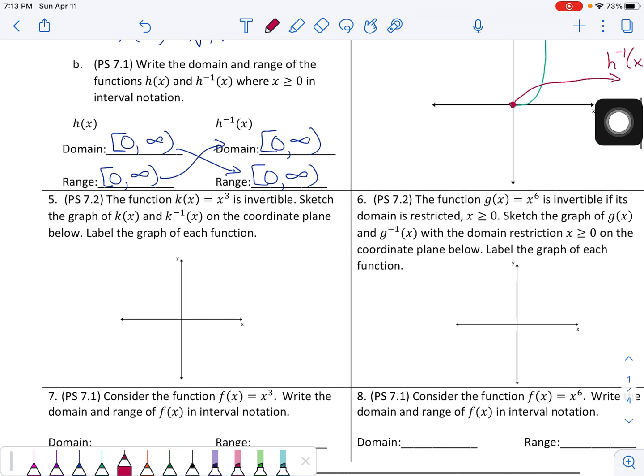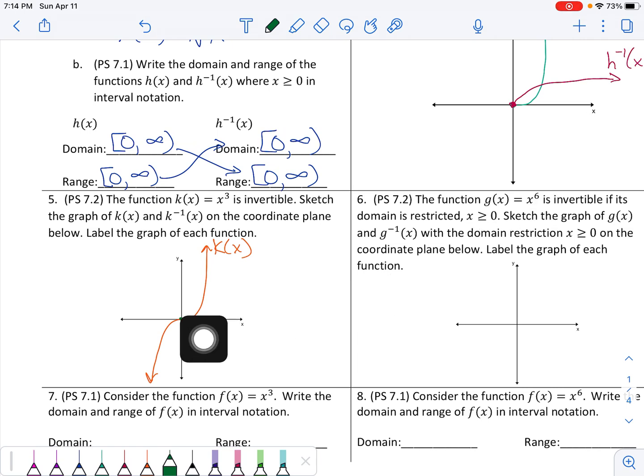The function k, this is problem number 5 already, so k of x is equal to x cubed is invertible. Sketch the graph of k of x and the inverse of k of x on the coordinate plane below. Label each function. So x cubed looks something like that. So this is k of x. I don't know why I keep putting that parentheses in the wrong place. There we go, k of x. If we invert it, we're still going to have 0, 0 here, but this part that's increasing very quickly on the y-axis is going to increase very quickly on the x-axis, and also true to the left. And this is going to be inverse k function.